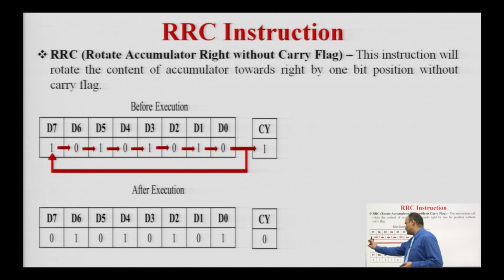Here the D7 position bit is shifted towards right to D6, D6 is shifted to D5, and similarly the D0 bit is shifted to the carry bit position, overriding the carry bit, and this D0 is also shifted to the D7 position. This is the meaning of the RRC instruction. After the execution, the content becomes 01010101 and the carry bit becomes 0 because the D0 bit is shifted.